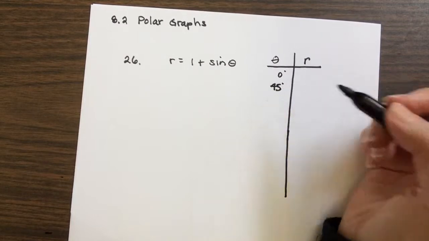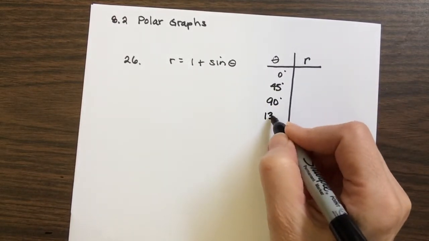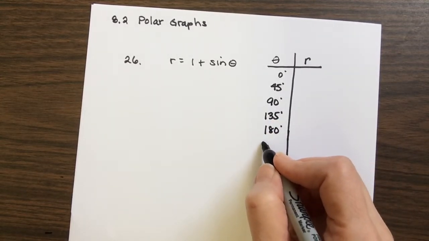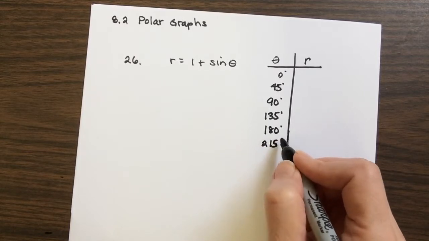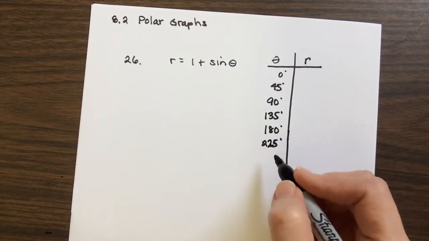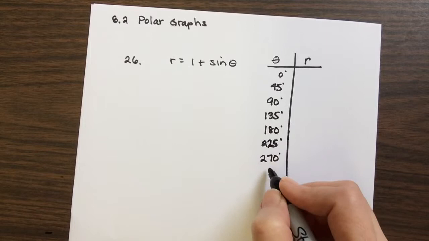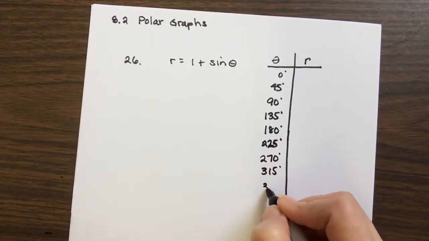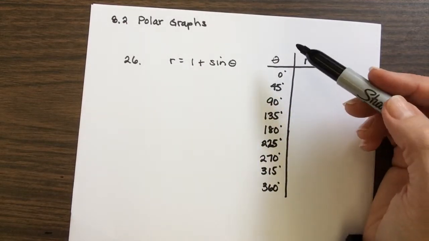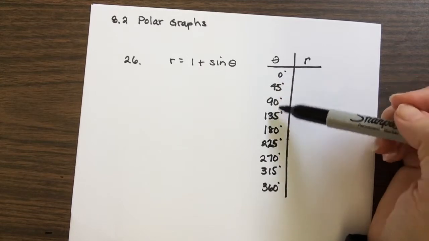So I'm going to use 45 degree increments: 0, 45, 90, 135, 180, 225, 270, 315, 360. Alright, so I'm just going to go to 360 because that's what I'm looking at on my polar grid. Alright, so let's just figure out what r is based on the values we picked for theta.